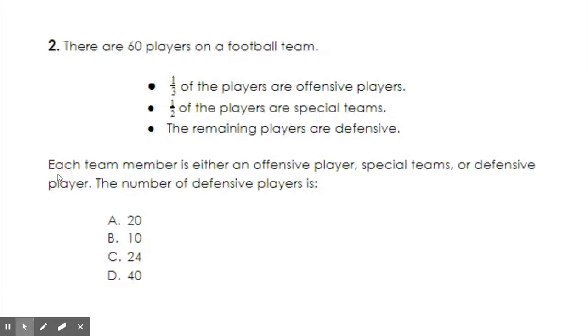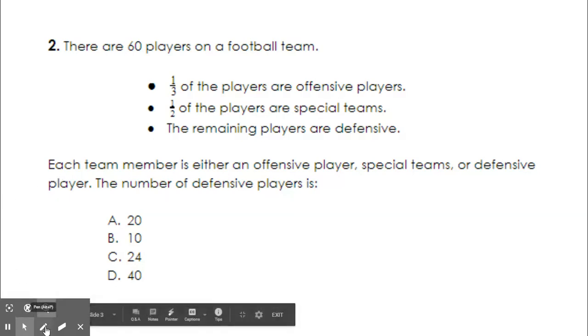Number 2, there are 60 players on a football team. 1/3 of the players are offensive players and 1/2 of the players are special teams. The remaining players are defensive. Each team member is either an offensive player, special teams, or a defensive player. The number of defensive players is blank.